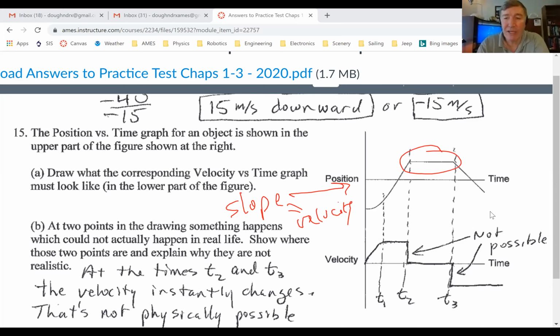During this section right here, the velocity is clearly 0. And during this section right here, you'll notice it's a straight line. So the slope here is the same as the slope here, is the same as the slope here. So it's some negative number. Since we don't have tick marks on the graph here, we can't calculate exactly what number it is, but it's clearly some negative number.